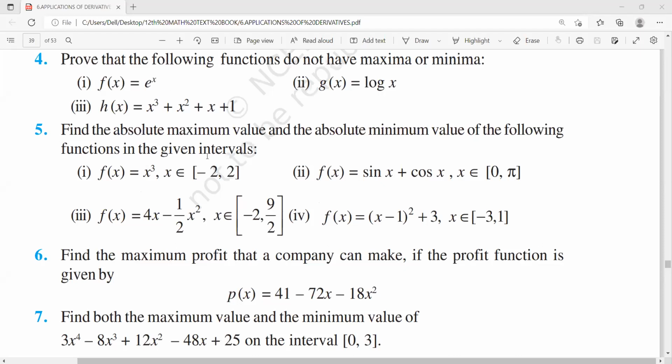Everybody, you start doing this. Fourth question, we should complete today. What is it? Prove that the following functions do not have maximum or minimum. Doesn't have maximum or minimum. How do we do this?